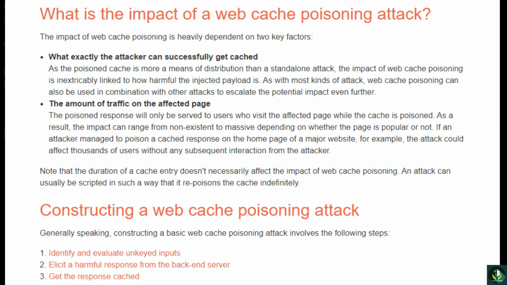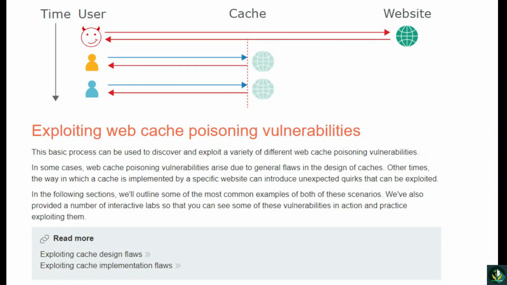Constructing a web cache poisoning attack, generally speaking, involves three steps: identify and evaluate unkeyed inputs, elicit a harmful response, get the response cached.